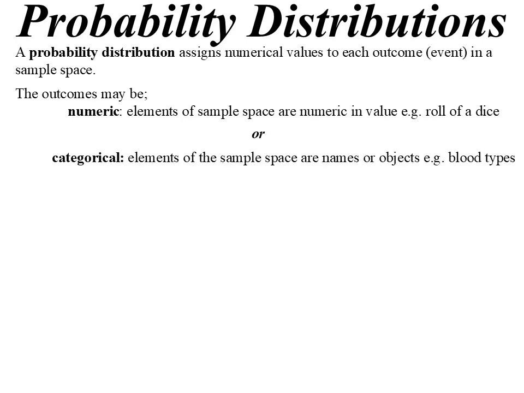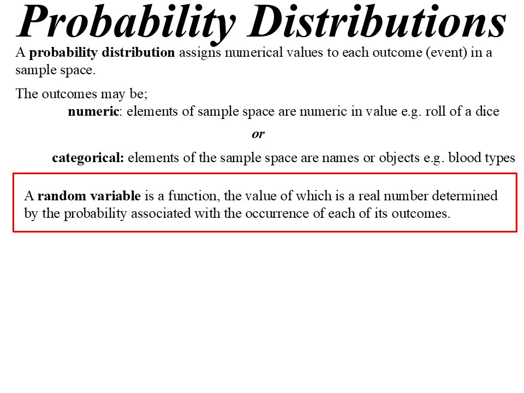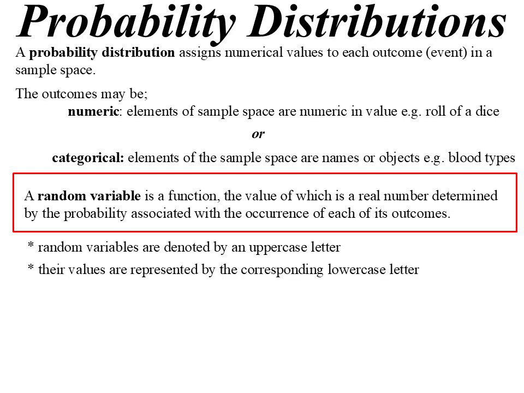But they could also be categorical, and that's where the sample space are just names, like blood types. We have, well, what are they? You have A and O and all those sorts of things. Random variables then. A random variable is a function, and the value of that function turns out to be a number, and that number is determined by the probability of the event happening. Notation. So when we're playing with this idea, the random variables we use an uppercase letter for. The actual value we would express with a lowercase letter, so the equivalent lowercase letter.